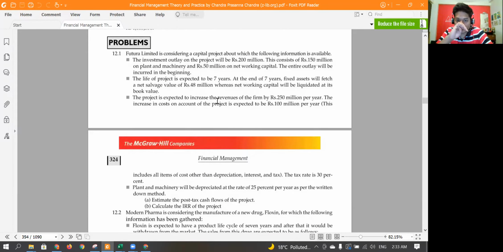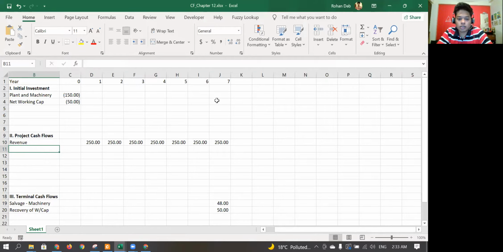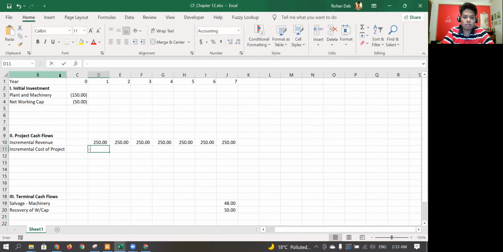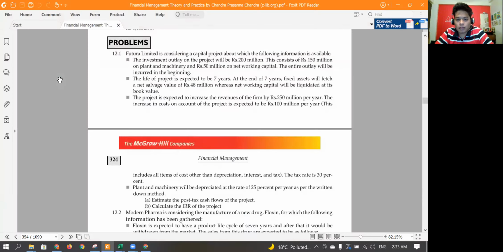The increased cost on account of the project is 100 million per year. You can write incremental revenue, incremental cost of project, minus 100, right? This includes the cost other than depreciation, interest and taxes. So other than interest, depreciation, taxes.